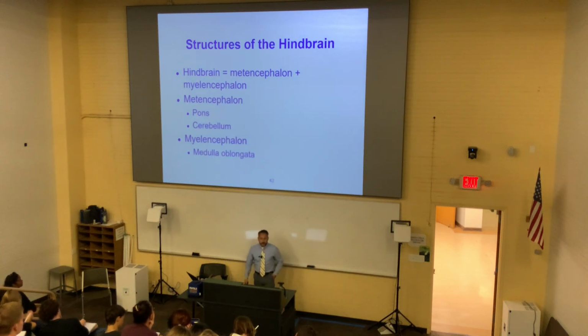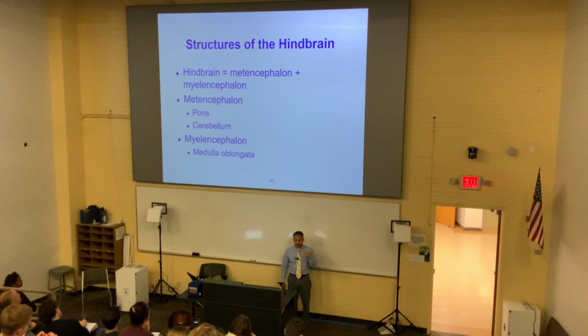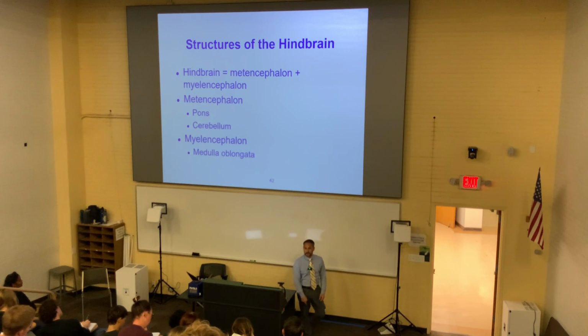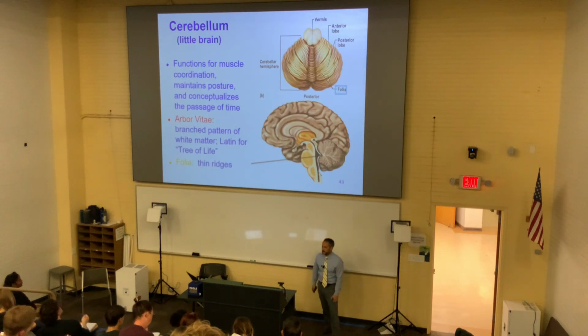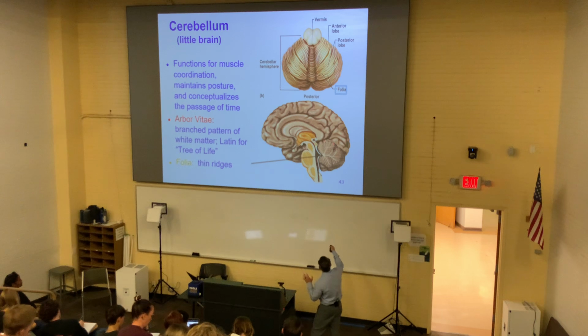So hindbrain. The pons and the cerebellum are part of this metencephalon, and the medulla oblongata is an outcropping of what we refer to as the myelencephalon. So the hindbrain is made up of the metencephalon and the myelencephalon: pons, cerebellum, and the medulla oblongata. So the cerebellum up first. Pretty easy to identify. It's in the posterior aspect.